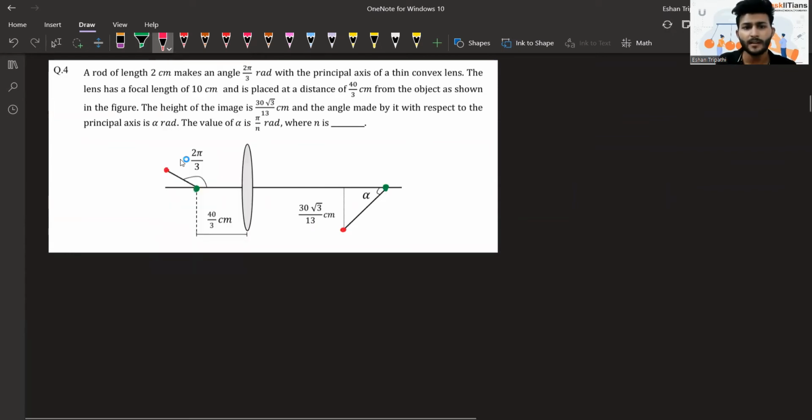Most of the things are given in this. Focal length is given as 10 centimeter. This distance is given as 40 by 3. This angle is given. It's 2 pi by 3 given. I am more comfortable with degrees. I'll write it as 60 degrees so that I can use trigonometry. It's given that this length is 2 centimeter over here. Let's draw that also over here.